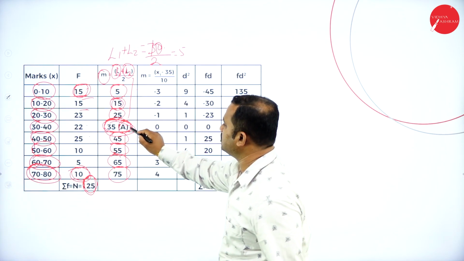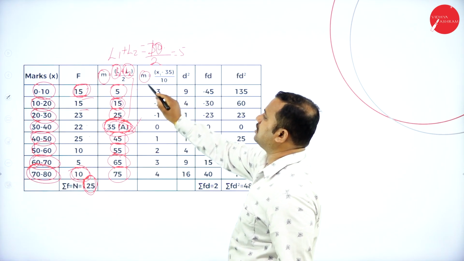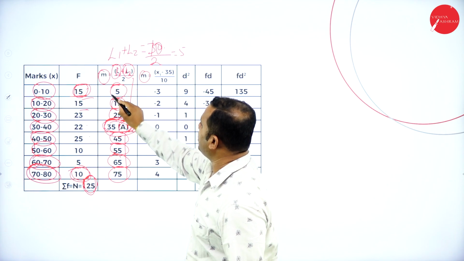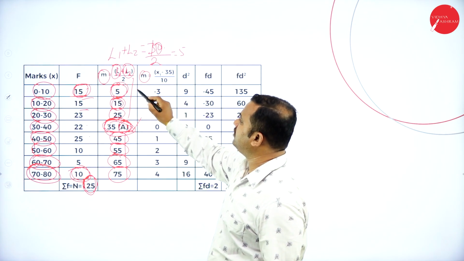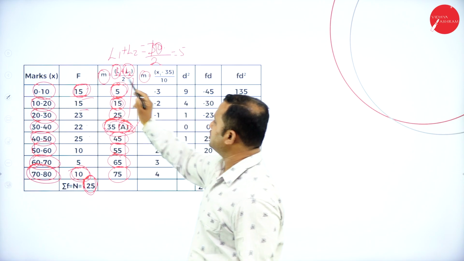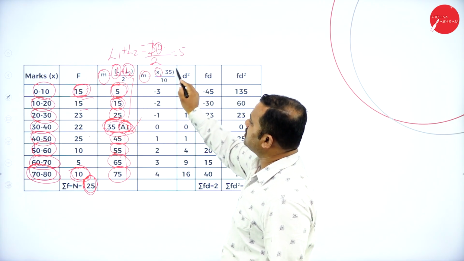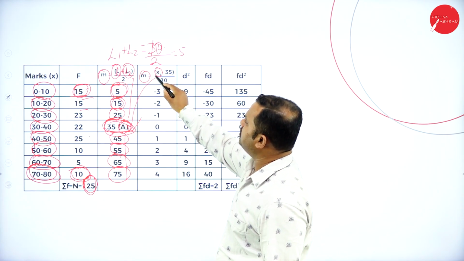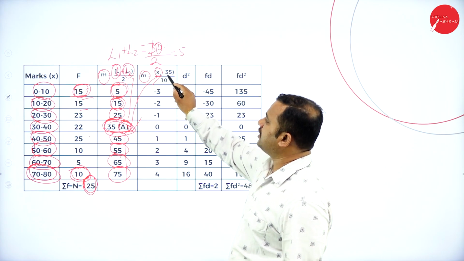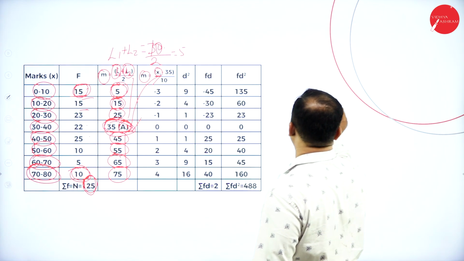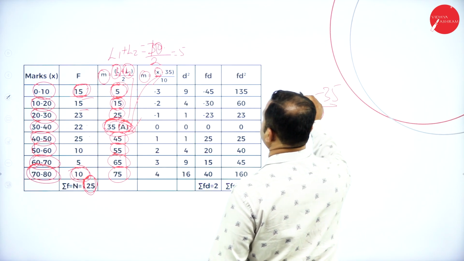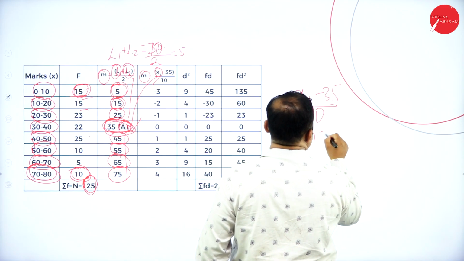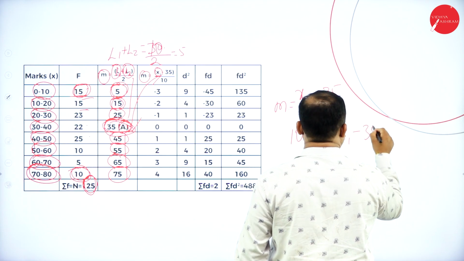That means now I'll consider this 35 to find out the value of m here. M is equal to x1 minus 35, divided by 10. What is the value of x1 here? x1 for 0 to 10 is 5. So 35 is taken from here, and we have to divide it by 10. If that is the case, 10m is equal to x1 minus 35.